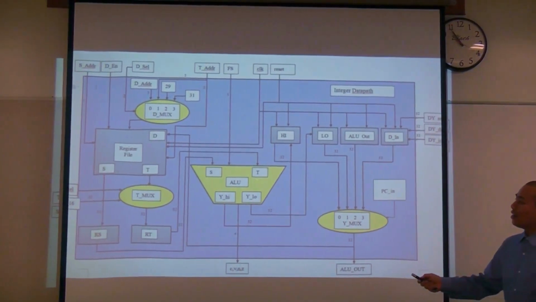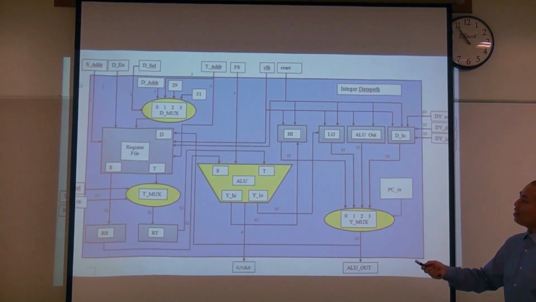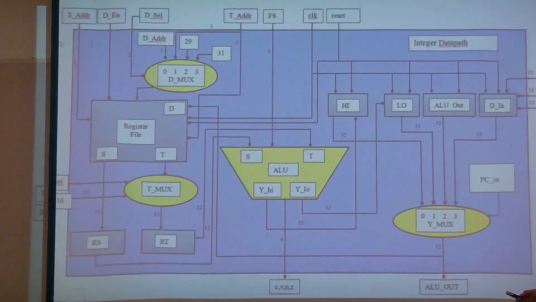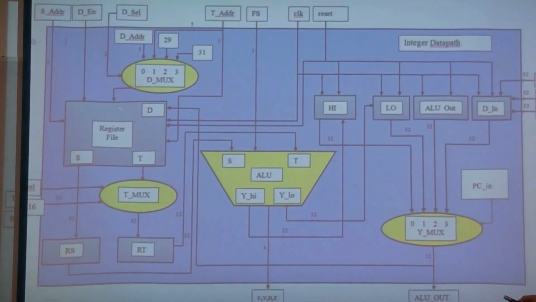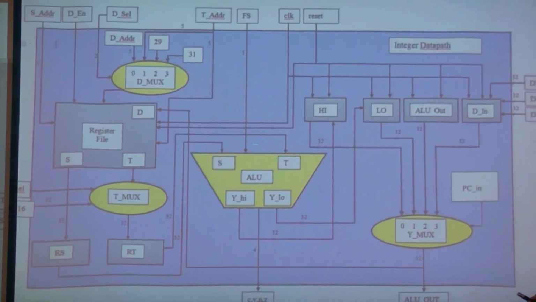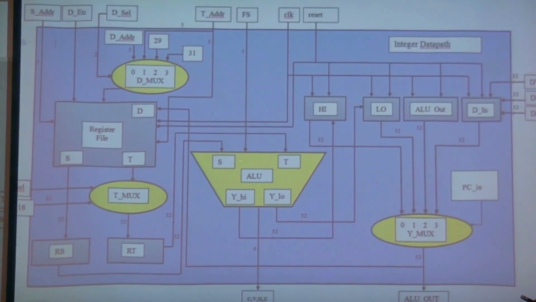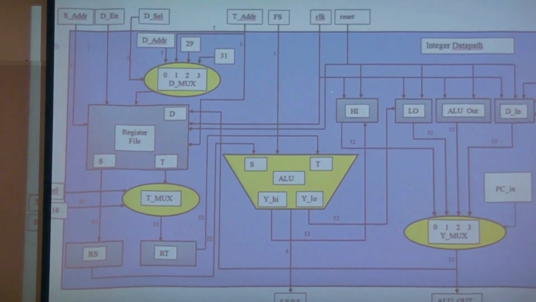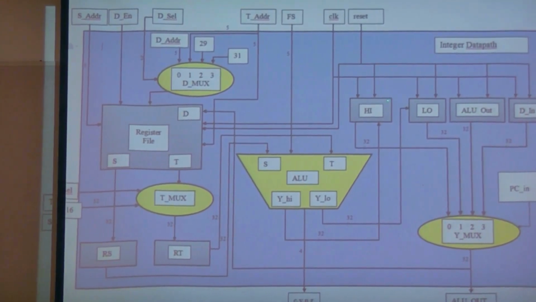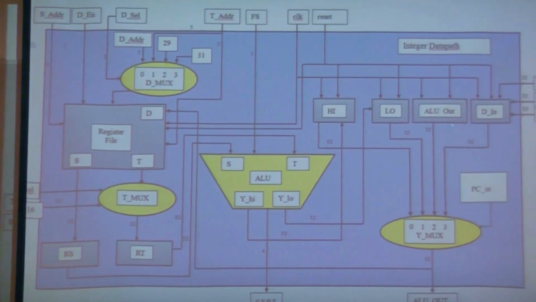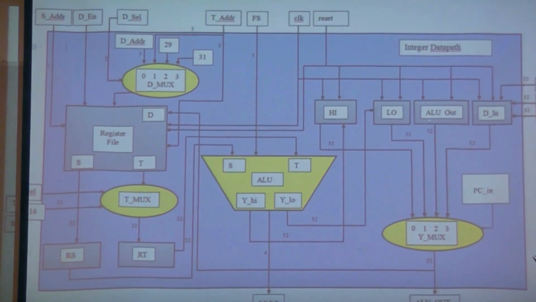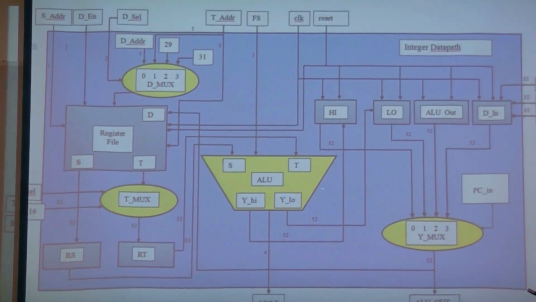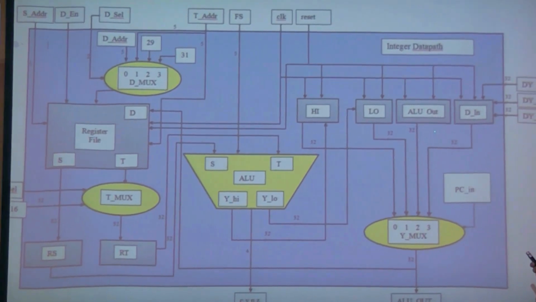This here is our integer data path. It has a register file, which is 32 by 32 registers. We have our ALU, which performs our various operations, logical and arithmetic. We have our 2 special registers, high and low, that's for multiplication and division. We have ALU out, which is basically the output of your ALU from your calculations and operations.